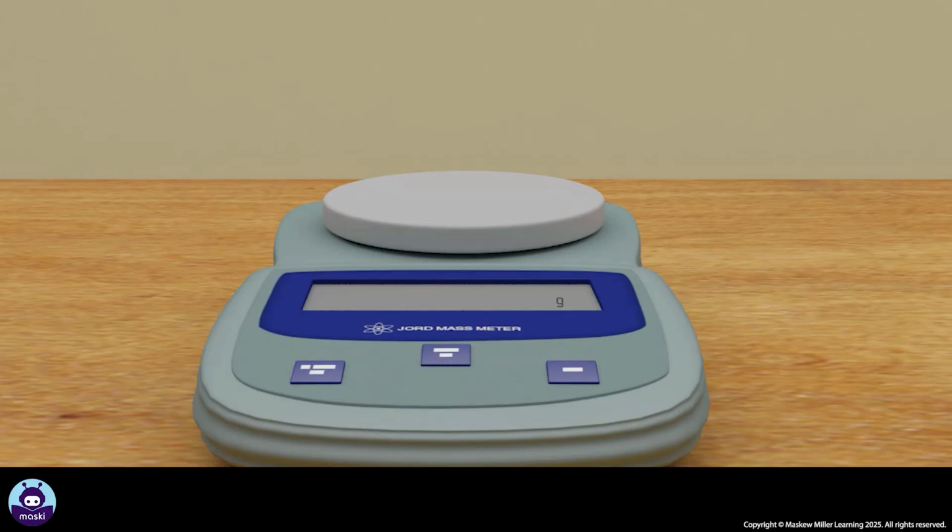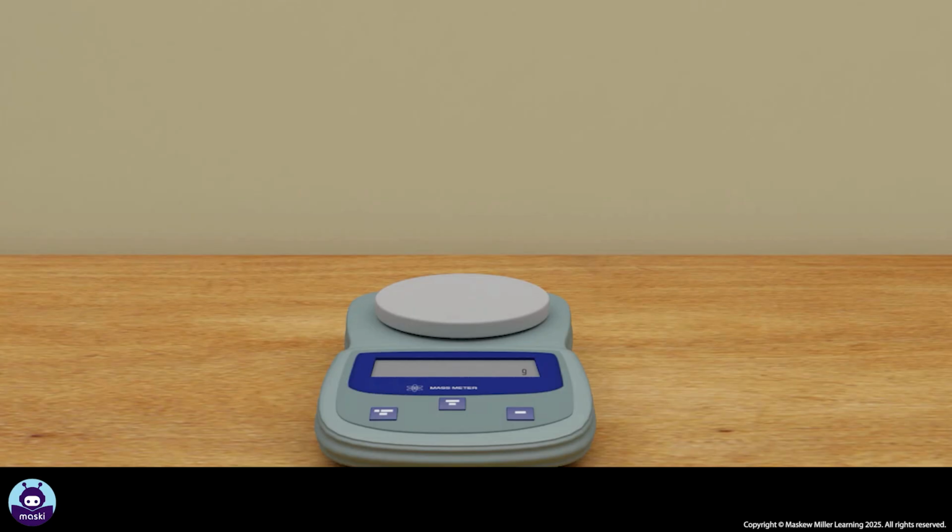Grams are used for lighter objects, usually below 1,000 grams. Kilograms are used for heavier objects, usually bigger than 999 grams.